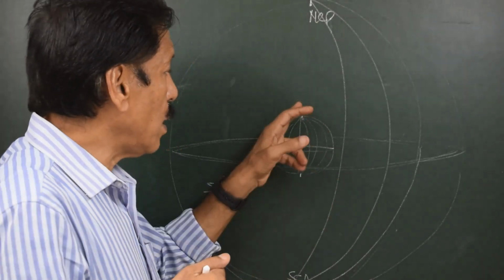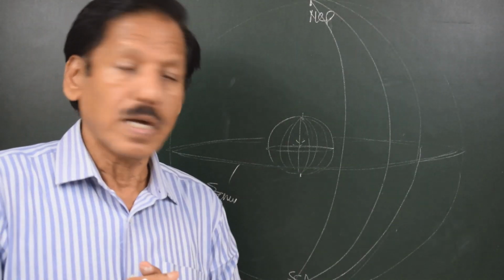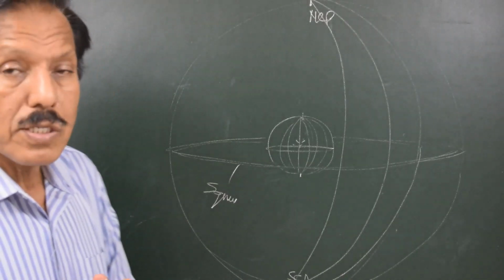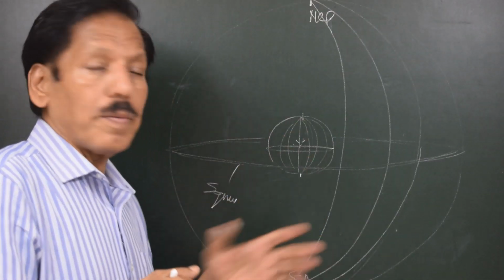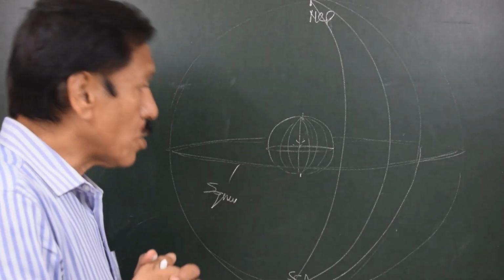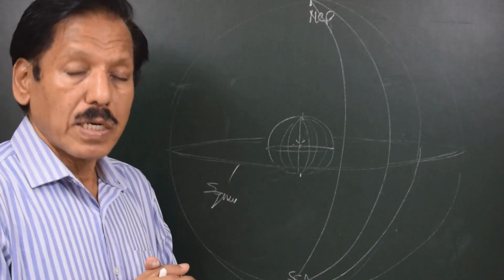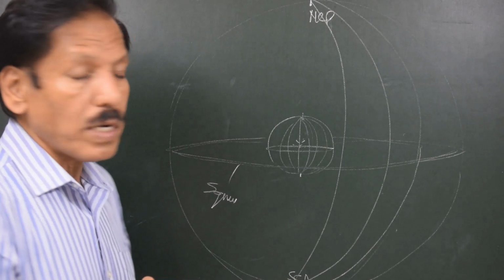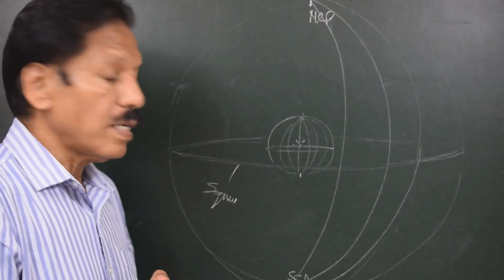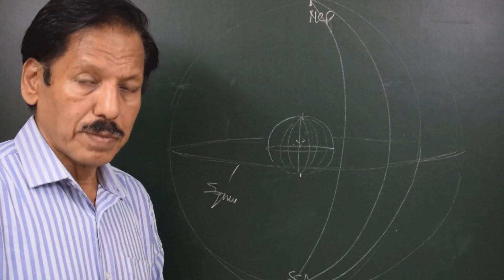The geographical north and south are projected as north celestial pole, south celestial pole. The Earth's meridians are projected as celestial meridians. The equator on the Earth is projected as celestial equator or equinoctial.